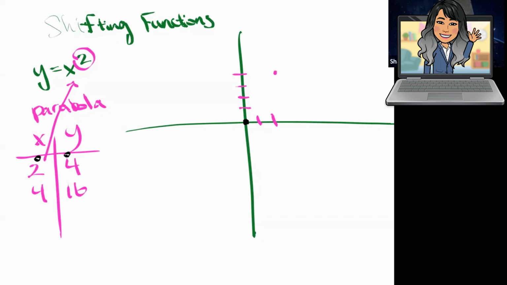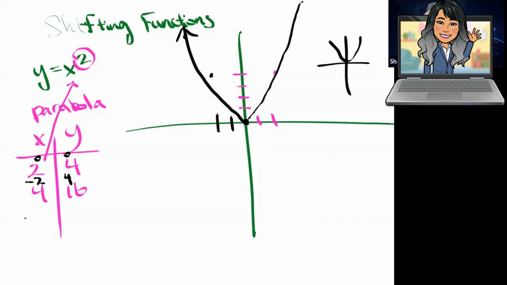So it's really gonna look like this. And then if I put in -2, it's still going to double to positive 4. And it's gonna keep going. So this is a parabola. You just need to memorize that a parabola is gonna look like this.